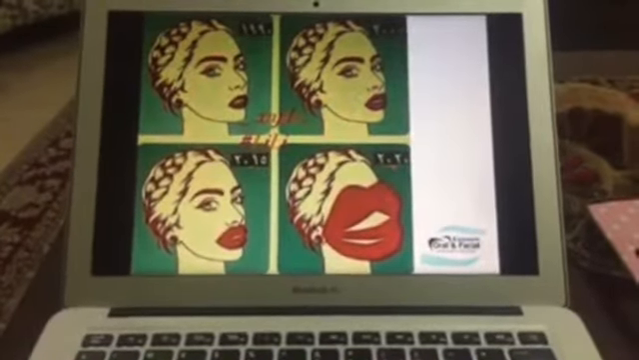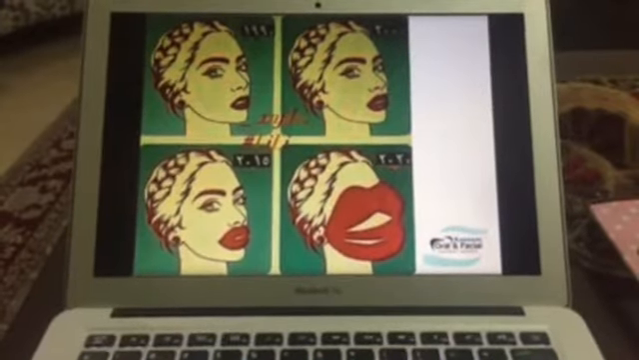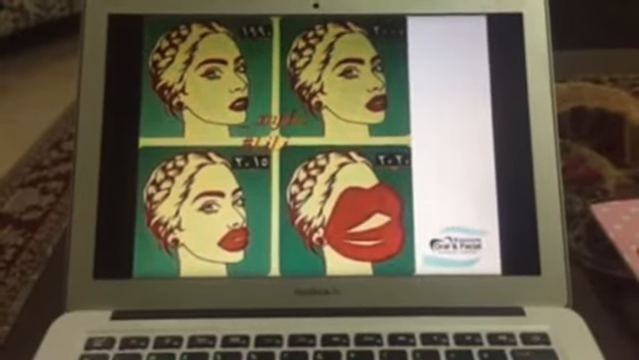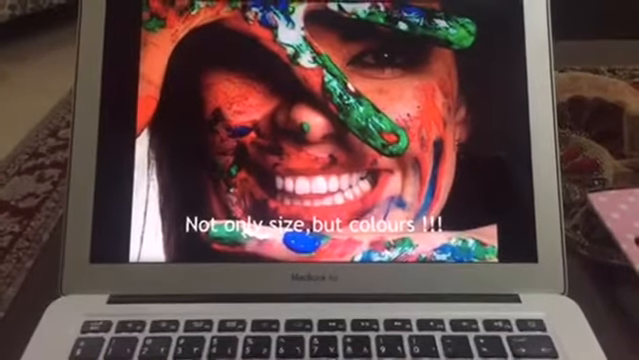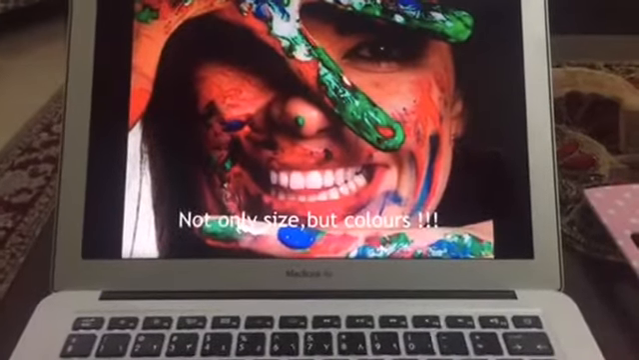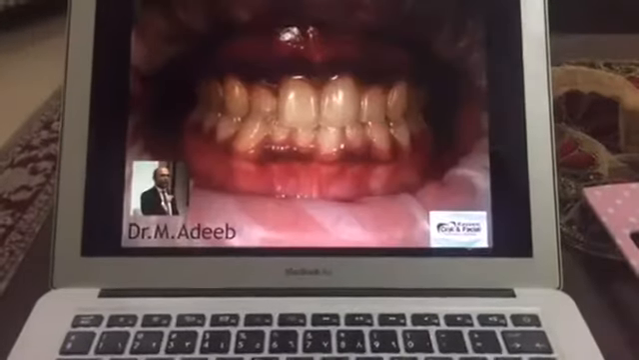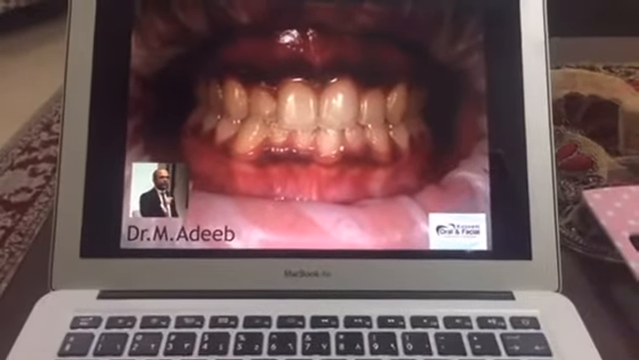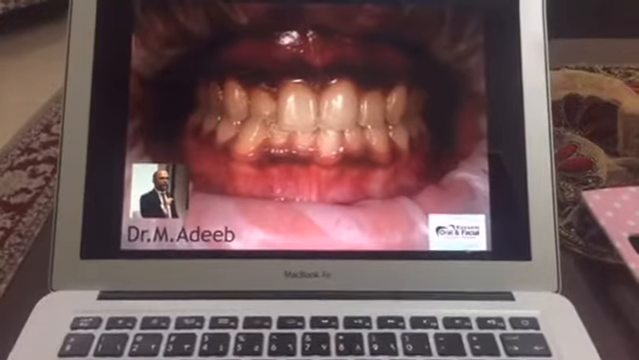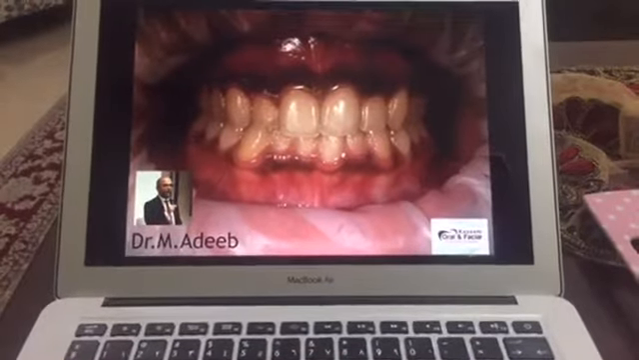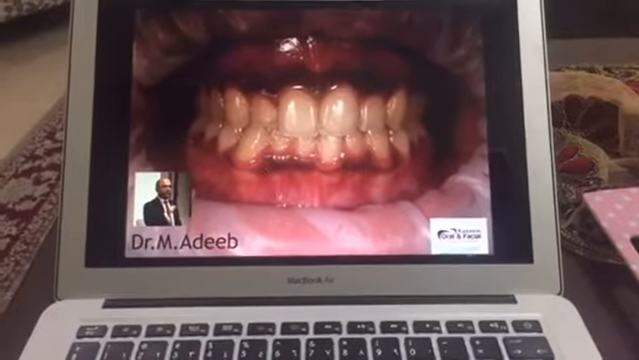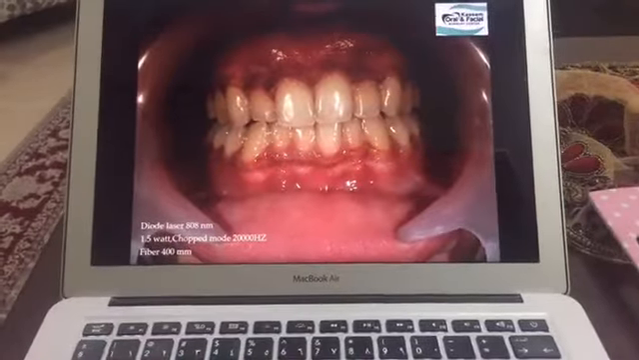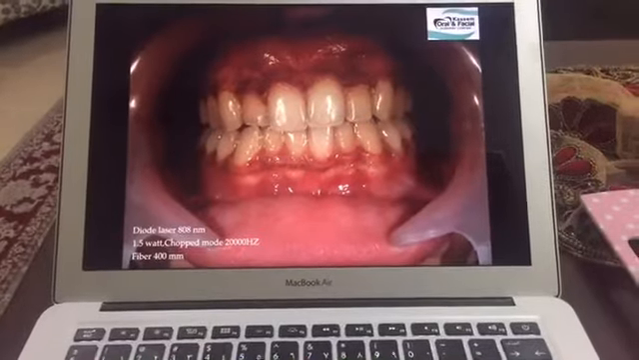But please don't be like this and buy more and more from the market. Okay, I think not only the size but the color is very important. In the first part I spoke about the colors, and I spoke about the size. Now this case is done by my friend Dr. Muhammad Adib. He changed the color of the gum to pink, and this gives the patient a very good illusion.